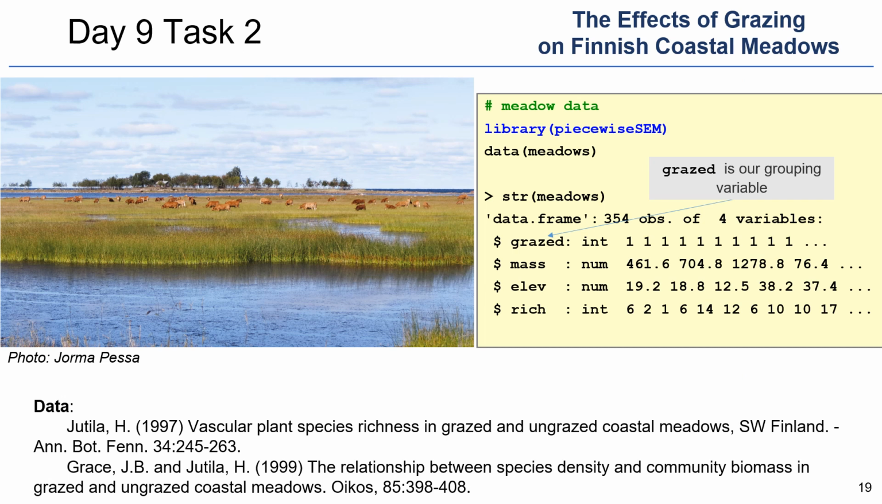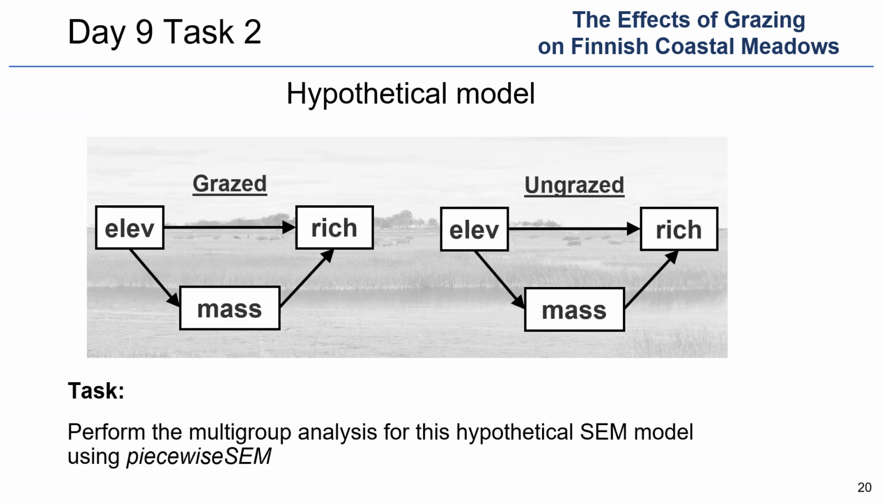And now it's time for the second task. In this task, we will use a data set which is published in two publications, and it is implemented in the piecewise SEM package, called meadows. And the grouping variable is grazed. So we have here 1 or 0, 0 not grazed, 1 grazed.